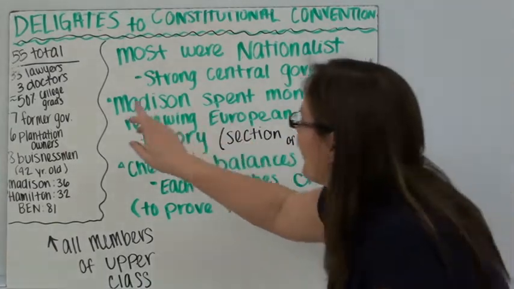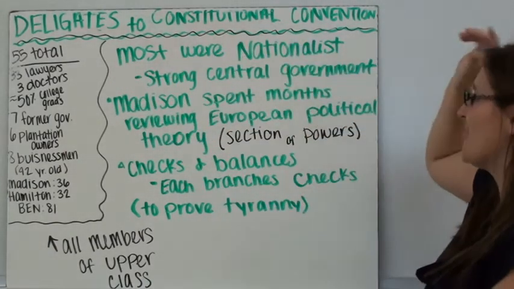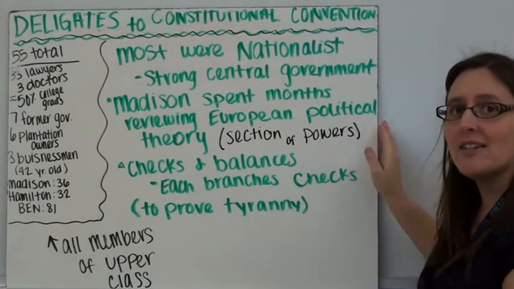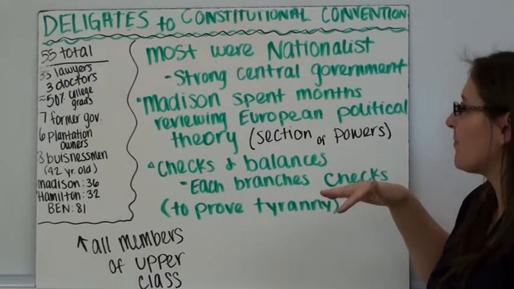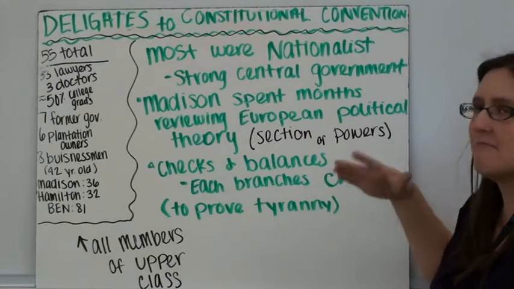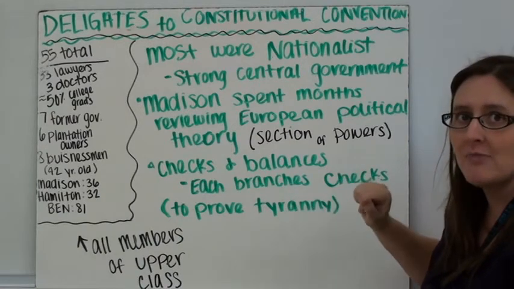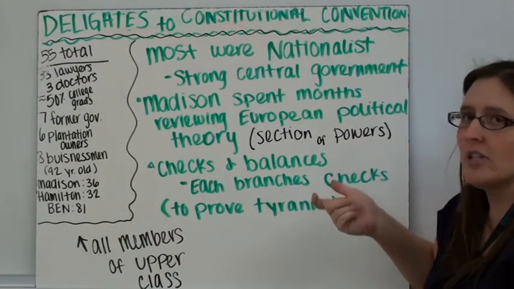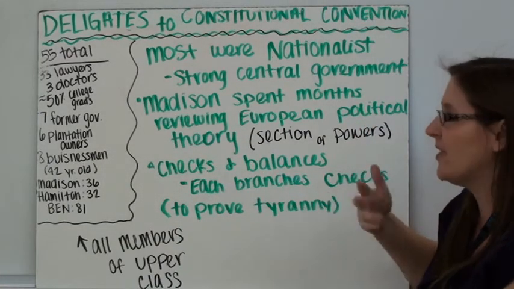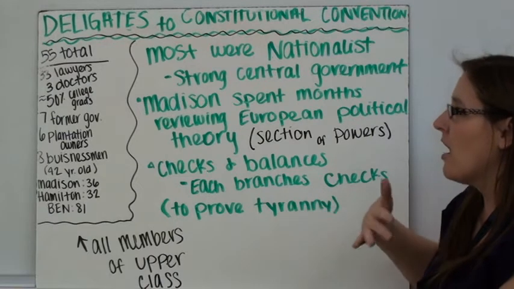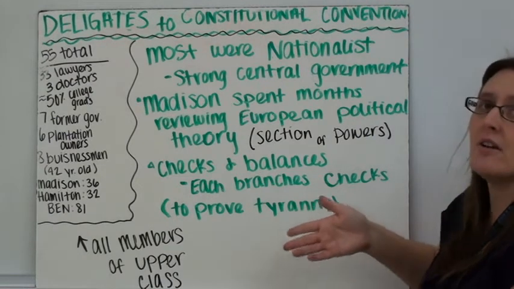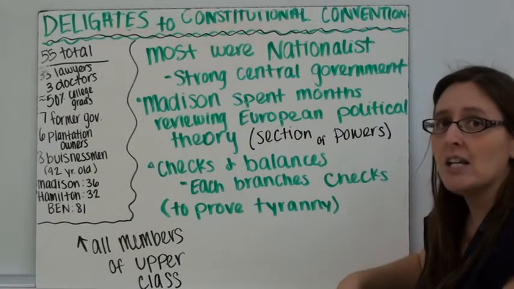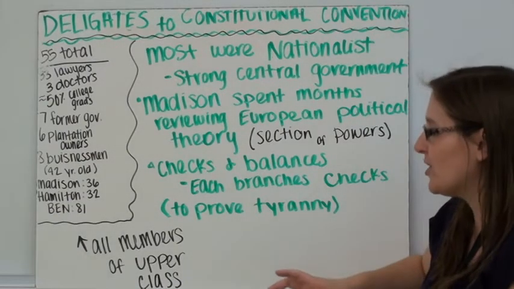All right. So the delegates of the Constitutional Convention, these are the guys that wrote the Constitution, and if we're talking about things that influenced the founders, where they came from, who they were, would definitely be an influence. So if we just look over here on the side, there were 55 men total. 33 were lawyers, 3 were doctors, 50% had college degrees, 4 were former governors of the states, 6 were plantation owners, 8 were businessmen. The average age for the delegates of the Constitution was 42.